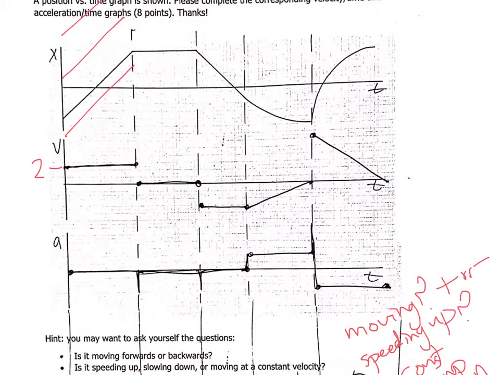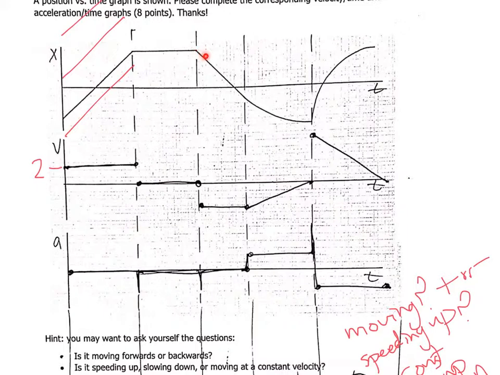For the second section, looking at the position time graph, you note that the position does not change. If something's position does not change as time goes on, it means it is not moving. The slope of this line is 0, so we know the velocity is 0. And the slope stays at 0, so we know the velocity stays at 0.